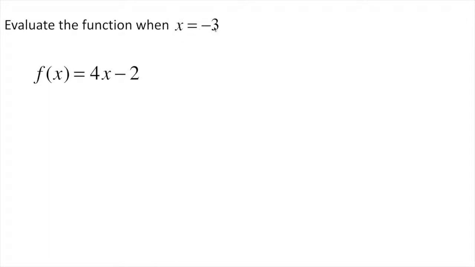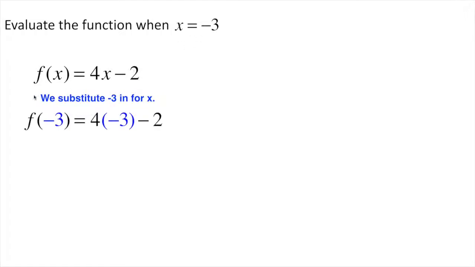All right, so if we look at this one here, we're asked to evaluate this function if x were to equal -3. So we've got this here. This is f of x equals 4x minus 2. Well, if x equals -3, what we're going to do is just plug in this -3 for x. Anytime we see an x, we plug in -3. So we substitute that -3 in. Notice I did it in both places.